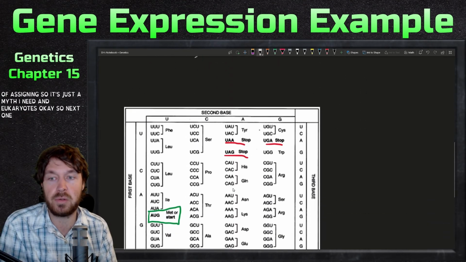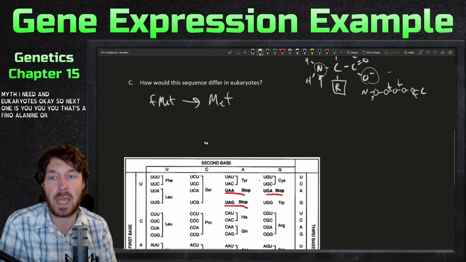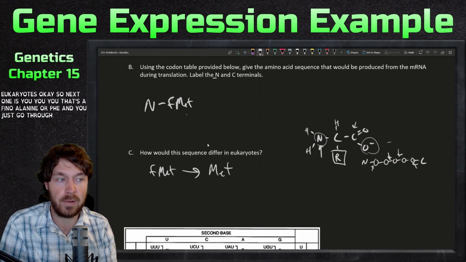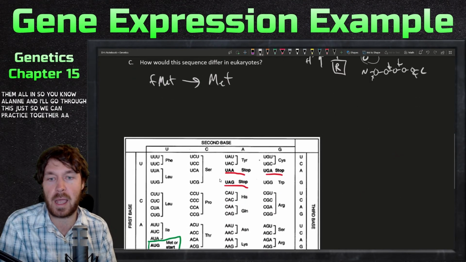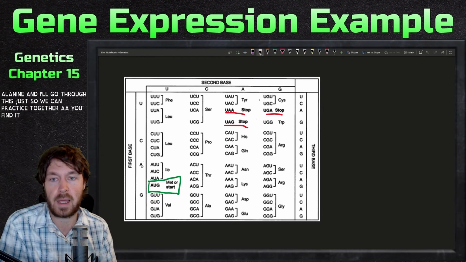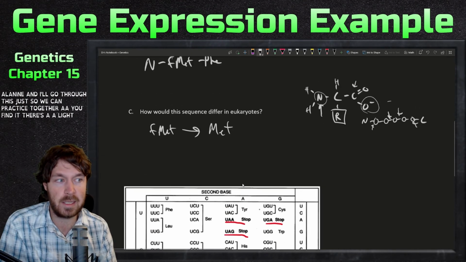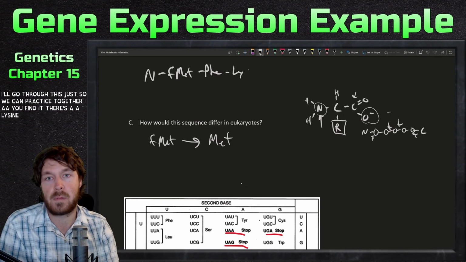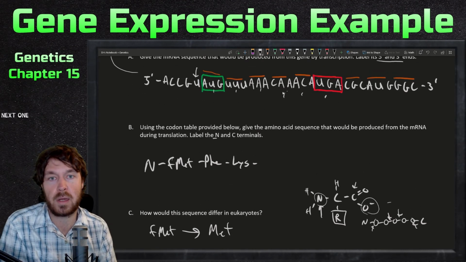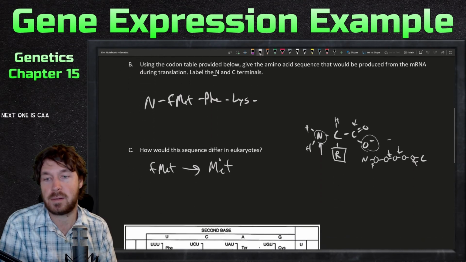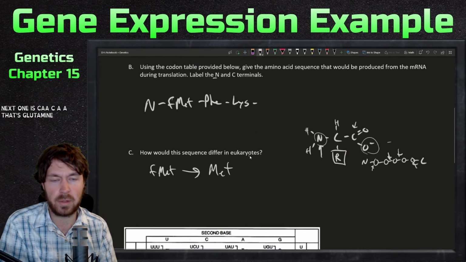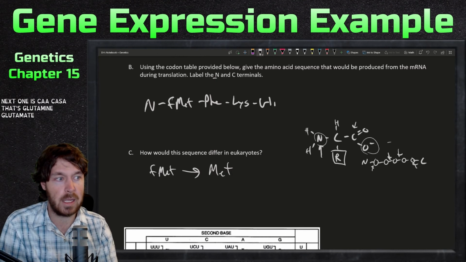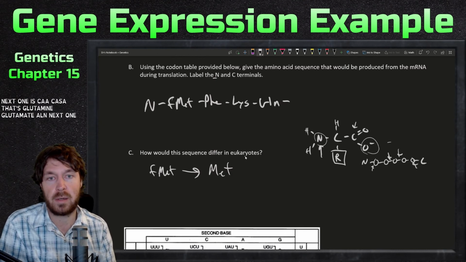Okay, so next one is UUU. That's a phenylalanine, or PHE. And you just go through and fill them all in. So phenylalanine, and I'll go through this just so we can practice together. AAA, how you find it. There's AAA, lysine. Next one is CAA. So CAA, that's glutamine, or GLN.